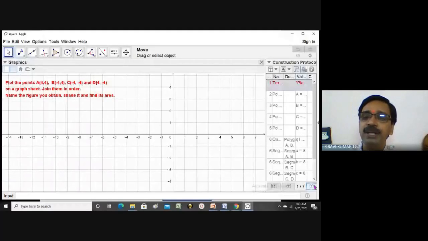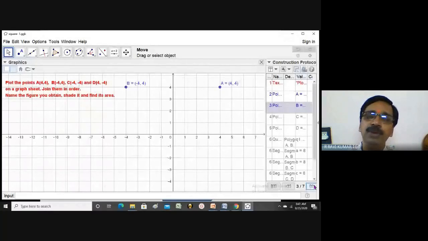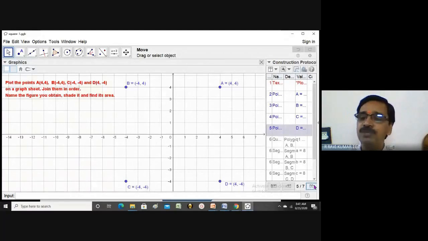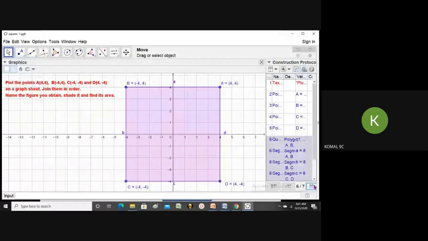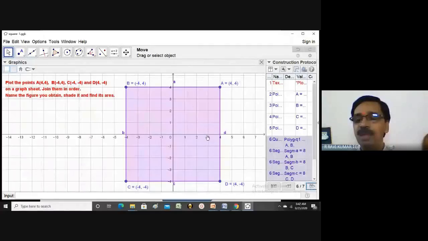The first point (4, 4) will come in the first quadrant. Yes, Venkatesh, it is correct. Now the next one, (-4, 4), I am showing it. You try. Next one (-4, -4), and D (4, -4) is in the fourth. Now let us join them in order, and what figure we obtain, we will also shade the area. A to B, B to C, C to D, D to A. It is a square. It is becoming a shaded area. And next thing we have to find its area.